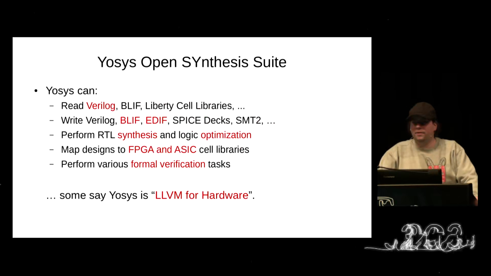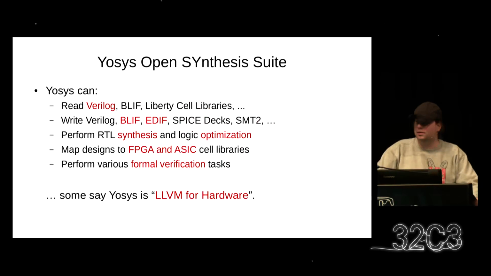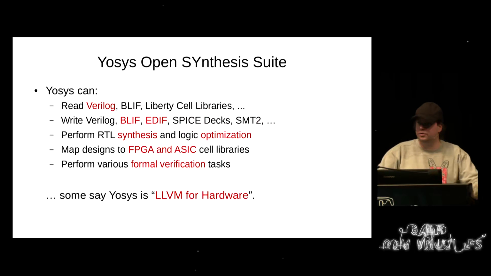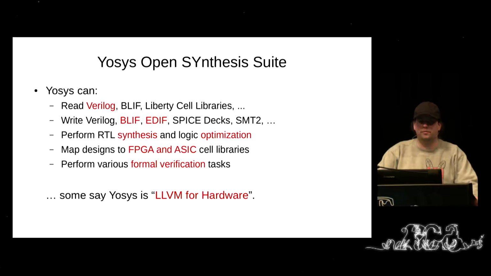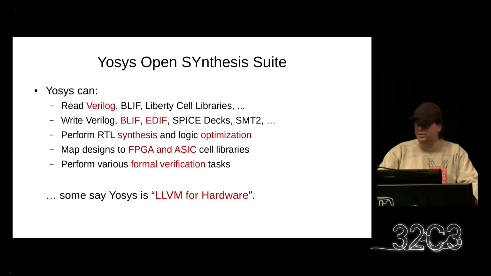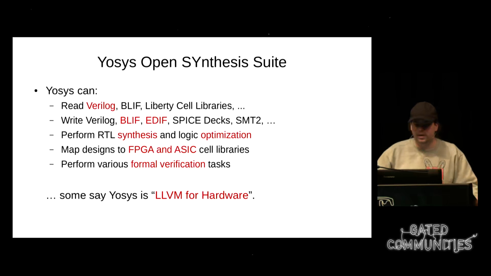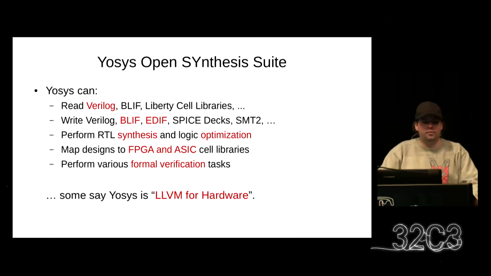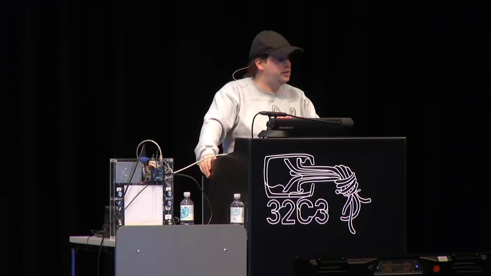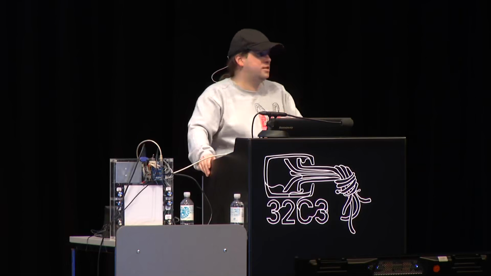You can write various file formats. Of course, you can write a Verilog netlist, which can be interesting for things like post-synthesis simulation, but you can also write BLIF netlists. You can write EDIF netlists, which is very important if you would like to go into a commercial backend, because they usually use EDIF as a netlist exchange format. You can, of course, perform RTL synthesis and also logic optimization. Some of the optimization is done in Yosys directly, and some of the optimization uses an external tool from Berkeley University called ABC, which is used for low-level logic optimization.